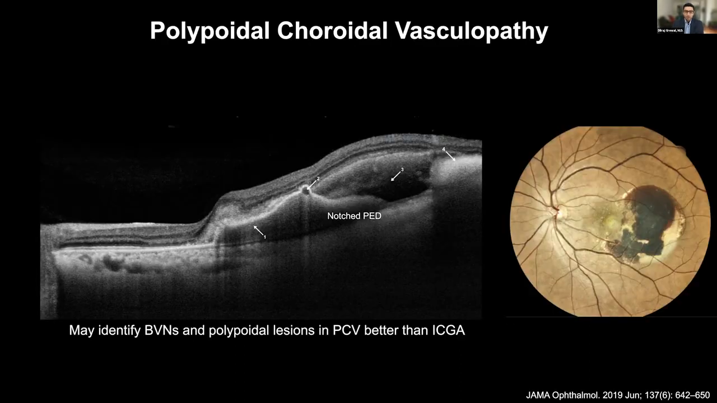In cases with polypoidal choroidal vasculopathy, it is increasingly recognized now that OCT and OCT-A may be very helpful to identify branched vascular networks and polypoidal lesions, often even better than ICG angiograms. And as you can see here, there's a presence of a notched PED.